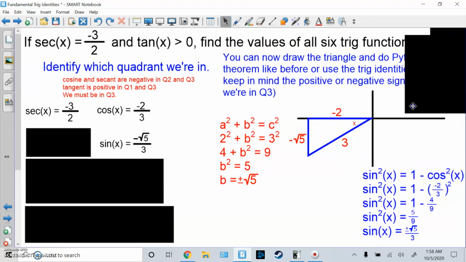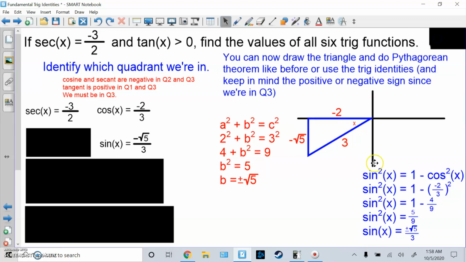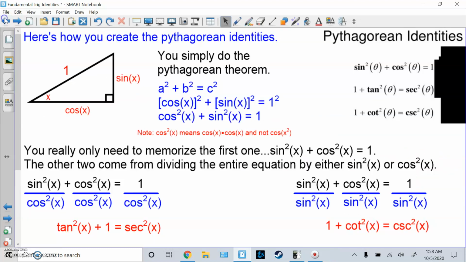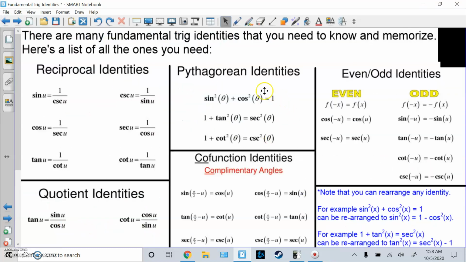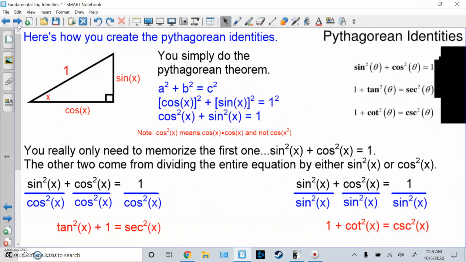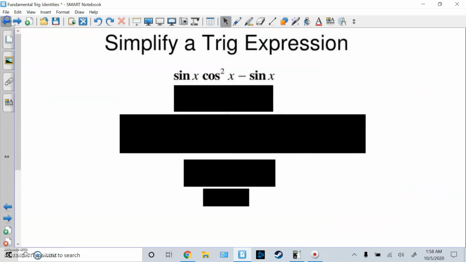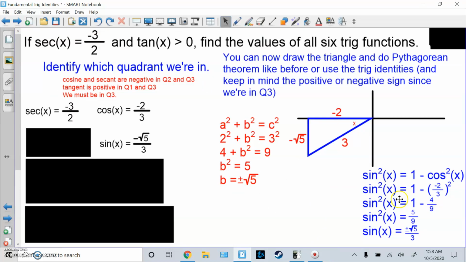But I could also have done the Pythagorean identity, right? Sine squared equals 1 minus cosine squared. Right, so I just did this one, but I solved for sine squared. I just moved this cosine squared over. Alright, so we know cosine is negative 2 over 3. So I replace this with negative 2 over 3, square that. A negative squared is a positive, so this stays minus 1 times 4 over 9.